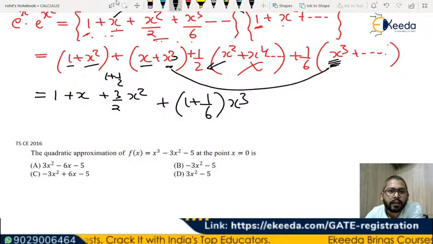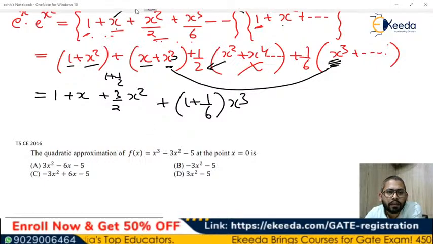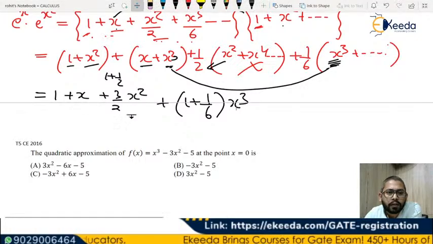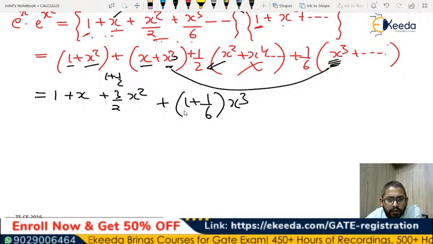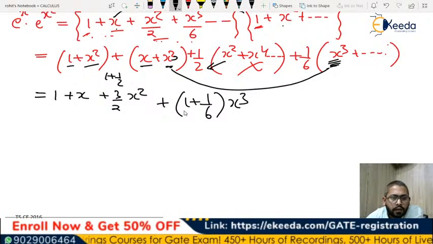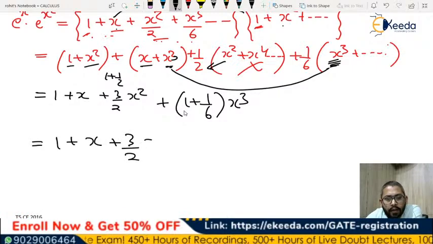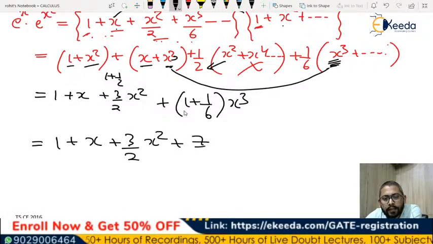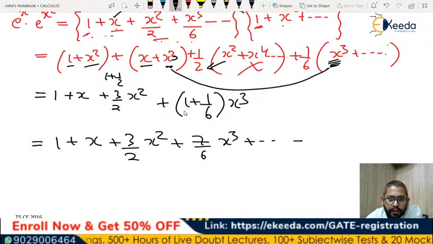So ultimately what we are getting is 1 plus x plus 3 by 2 x square plus 7 by 6 x cube and higher terms. This was x cube, not x square, right?